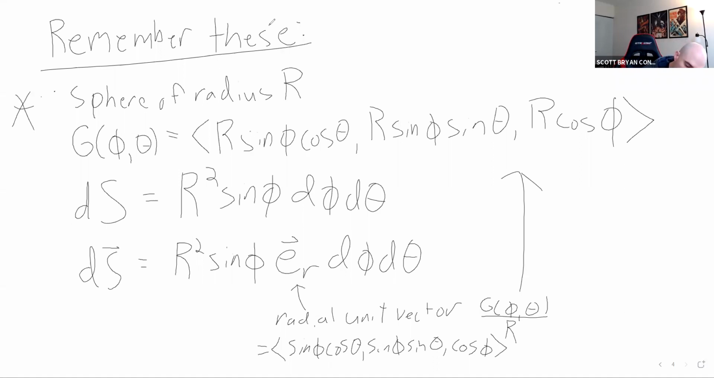Absolutely have that memorized. That's going to save you a significant amount of time, and spheres pop up all the time. Way easier than calculating r sub phi cross r sub theta and then simplifying. Okay, so that's a sphere, for sure want to have that memorized. The next one is the graph of a function, which is good to have memorized, but it's doable if you don't.